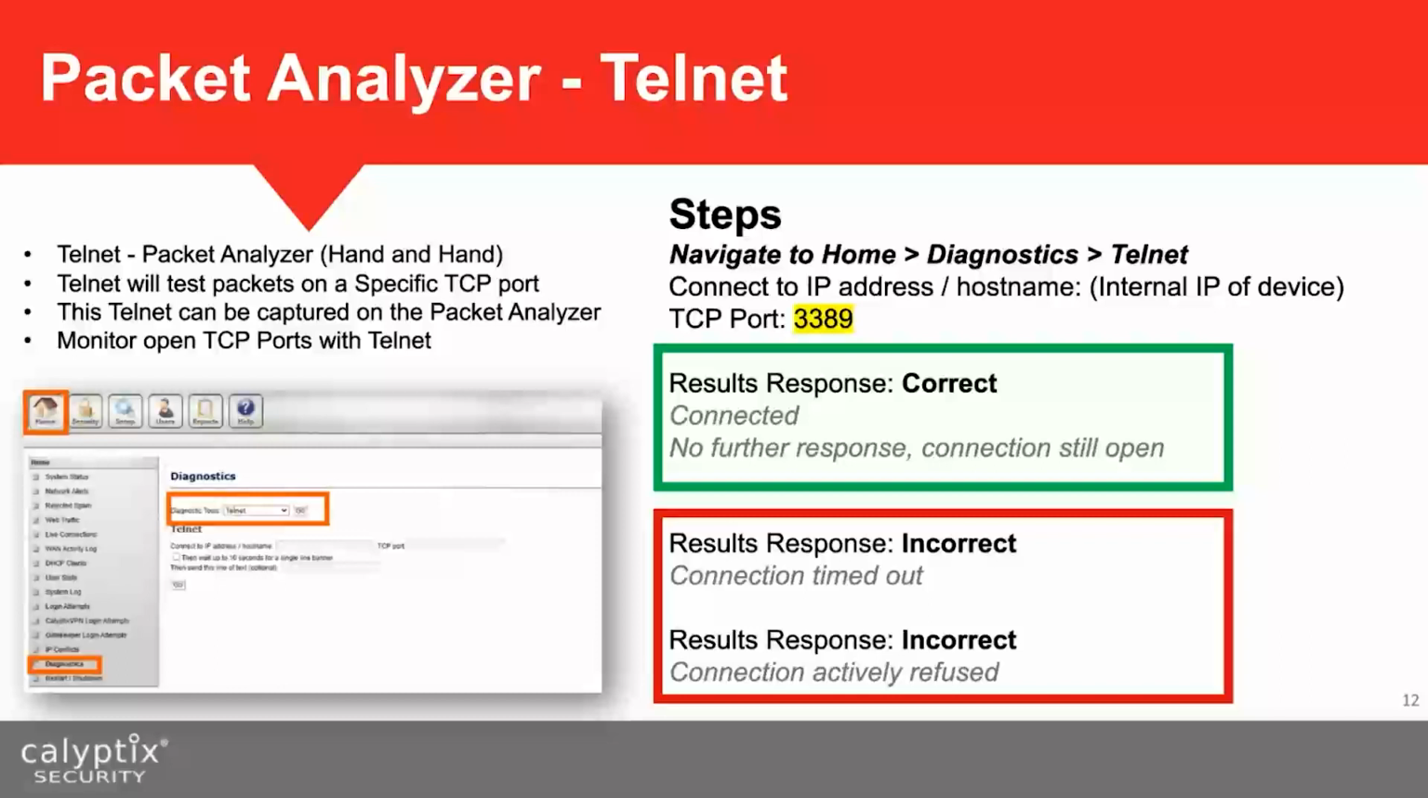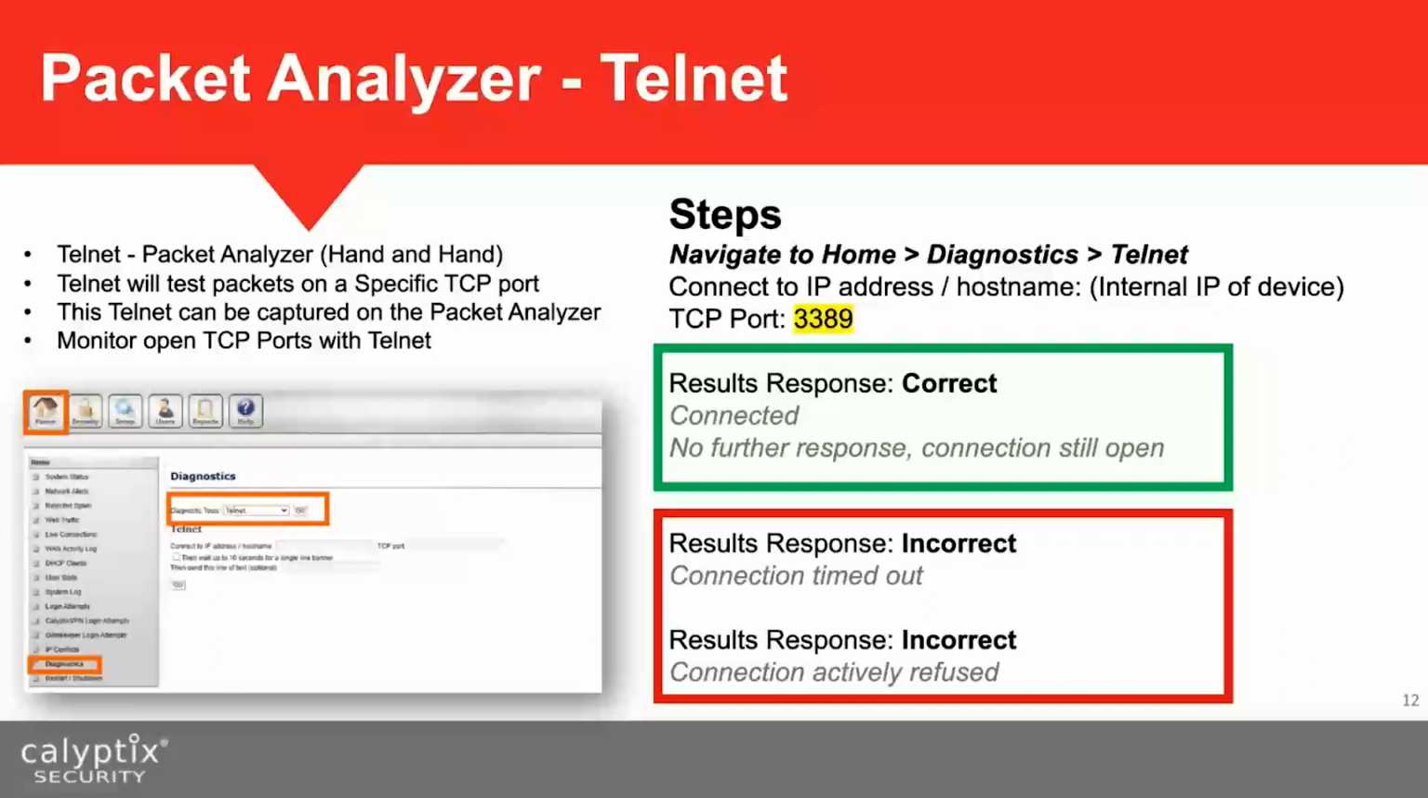So in conjunction with the Packet Analyzer, we open up, let's say, the Packet Analyzer in Home, Diagnostics, Packet Analyzer, like we did in the last slide. We'll go to, let's say, the BPF syntax for port, and we'll put in port 3389. And then you can Telnet from there and see that traffic on the network.